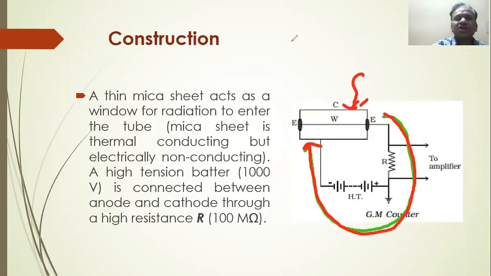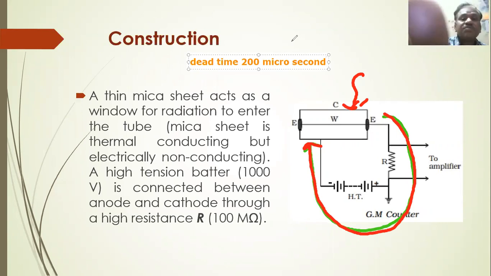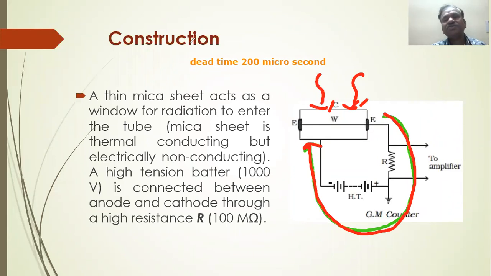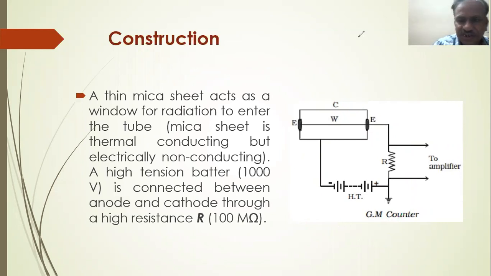Now that time I will call the dead time. Dead time is of the order of 200 microseconds. Of course, it varies, 200 microseconds, 300 microseconds, and so on. During this time, if any other pulse comes, the detector is unable to detect it. The detector is completely insensitive.